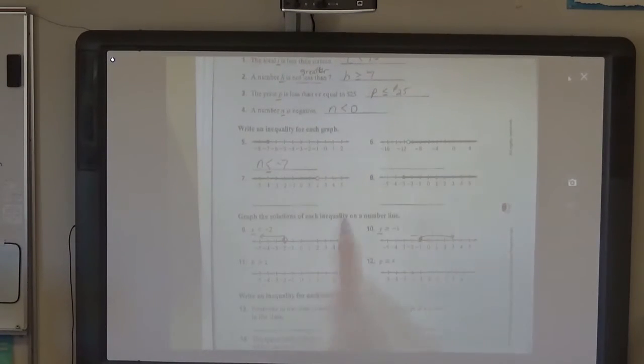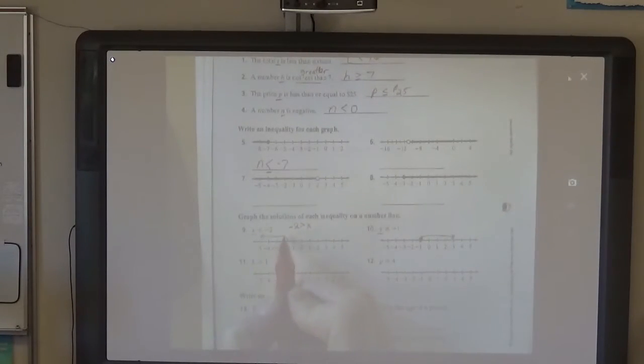Now, in all of these, the variable is written first. What if the variable is not written first? If the variable is not written first, then you have to draw the line in the opposite direction that the symbol is pointing. So, if this said negative 2 is greater than x, that means the same thing as x is less than negative 2. It means the same thing.